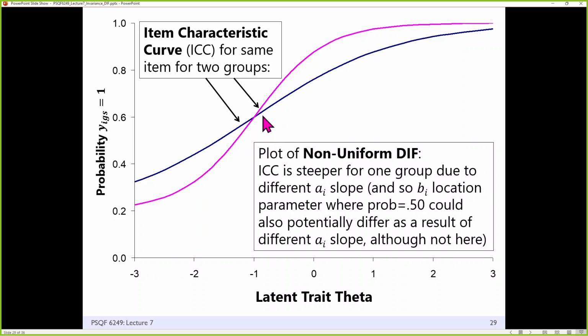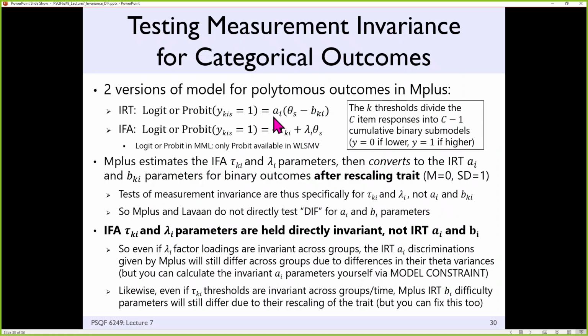Non-uniform DIF would be a picture like this where there are different A parameters and potentially different B parameters, although not necessarily. So non-uniform means the item works better in one group at its difficulty location than another. Okay, so that's the IRT side. If you're doing this on the IFA side, then what we're concerned about are the IFA versions of the parameters. So we would replace A with a factor loading, right here, and we would replace B with a threshold. And as a reminder, we can choose logit or probit link functions when we're using full information maximum likelihood. We can only have probit in WLSMV.